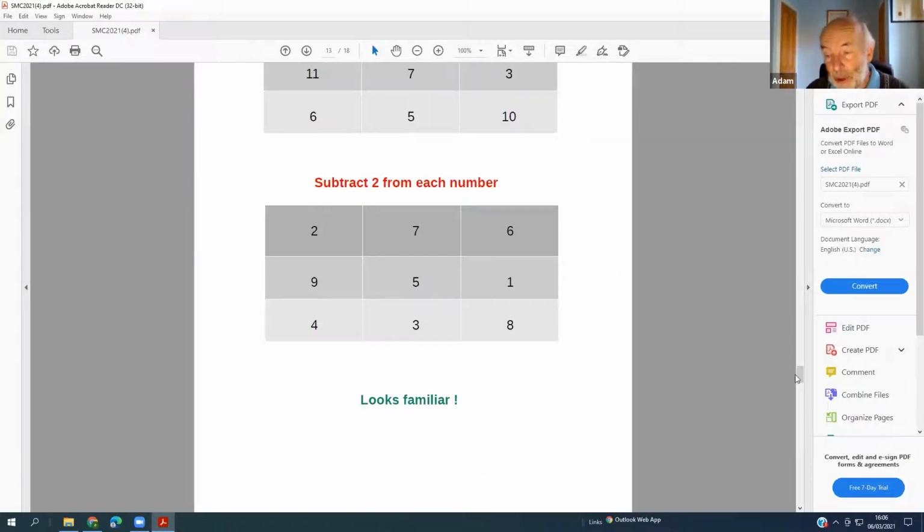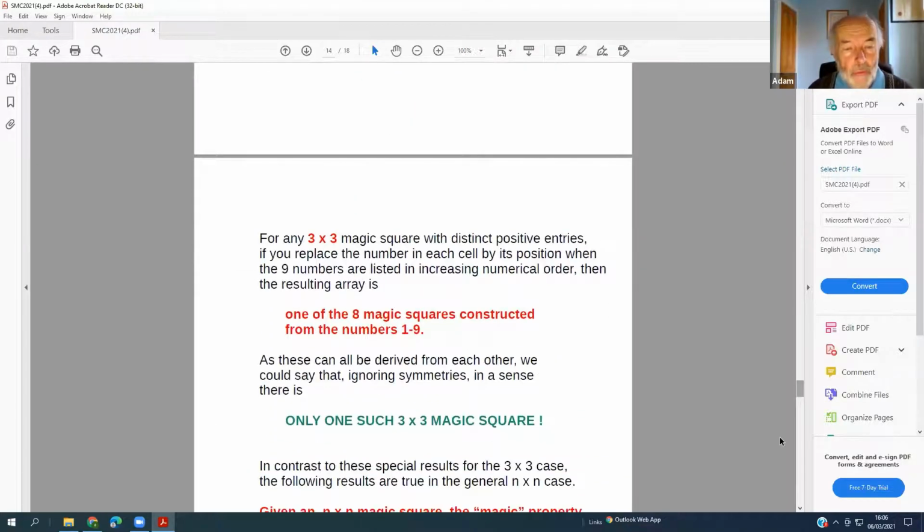In fact, you can say the following. If you kick off with a 3 by 3 magic square, where all the numbers are different and they're all positive integers, and you replace the number in each cell by its position in the pecking order, increasing order, then you always end up with one of the 8 magic squares in the Lo Shu family. And since they're all essentially the same, you can almost say there's basically only one 3 by 3 magic square involving integers anywhere. They're all related. One.